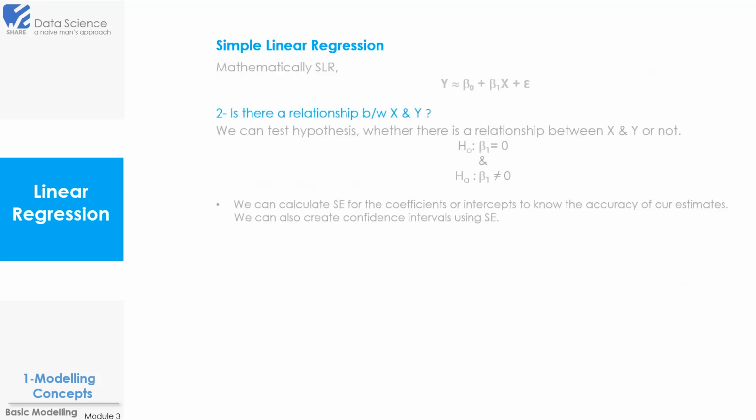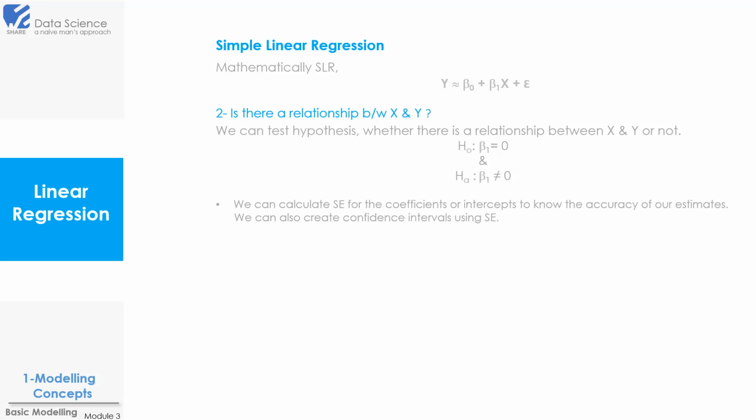Now the second step is to check if there is a relationship between x and y. So what if our y does not depend on x at all? In this case, we will check the null hypothesis as beta 1 equal to 0 and the alternate hypothesis as beta 1 not equal to 0.